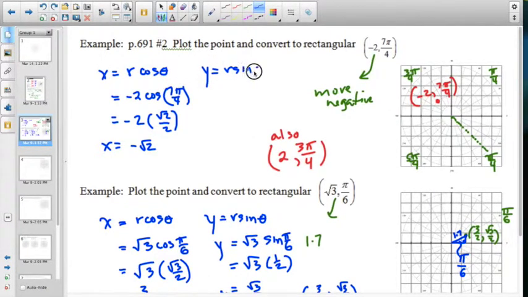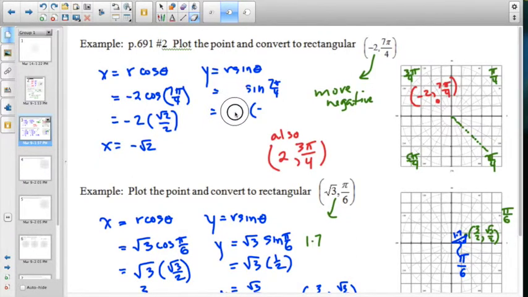Y equals r sine theta. So we're looking at the sine of 7 pi over 4 times r. Now the 7 pi over 4 being this radial line, the sine of 7 pi over 4 is negative. So we have the square root of 2 times negative, I said that wrong. Those aren't square roots of 2's there. These are negative 2's. I was getting a little ahead of myself. This is -2 times the sine. So we have a -2 times a negative square root of 2 over 2. And so negative times negative is a positive, so we have a positive square root of 2 here.